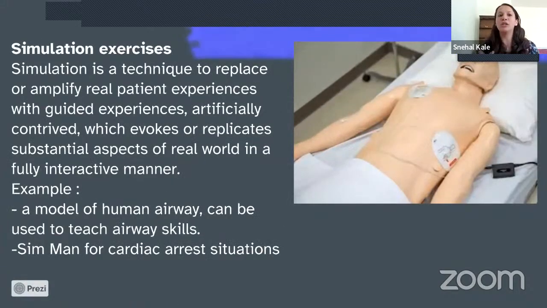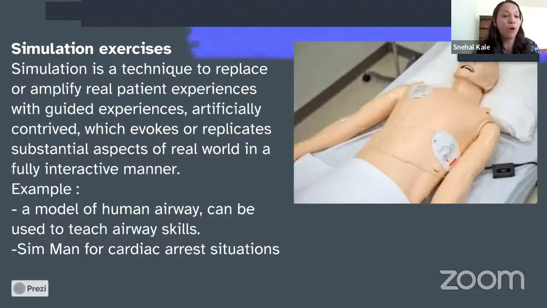Apart from the traditional methods, simulation exercises. Simulation is a technique to replace real-life patient experiences with guided experiences. You're basically replicating substantial aspects of the real world in a fully interactive manner. As an anesthetist or an intensivist, we often come across a lot of life-threatening events, and you need to carry out multiple tasks simultaneously.